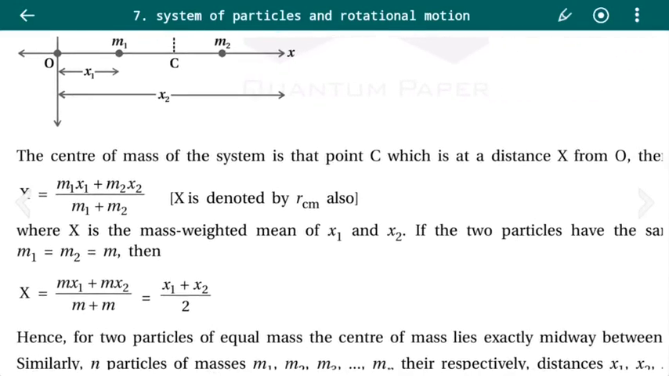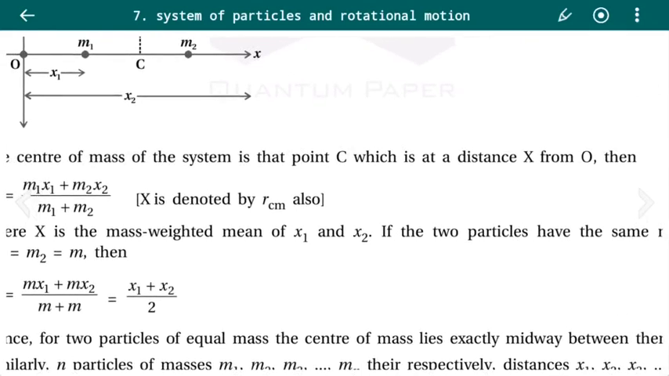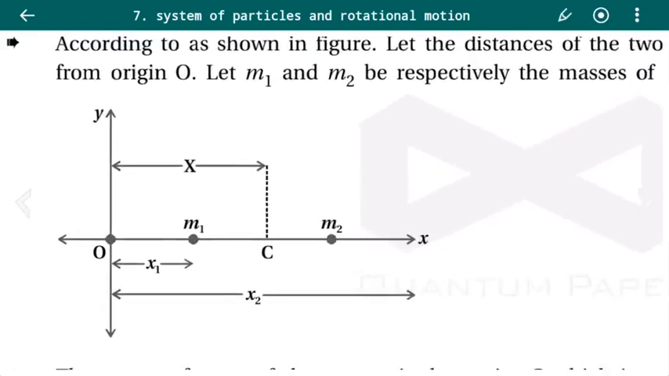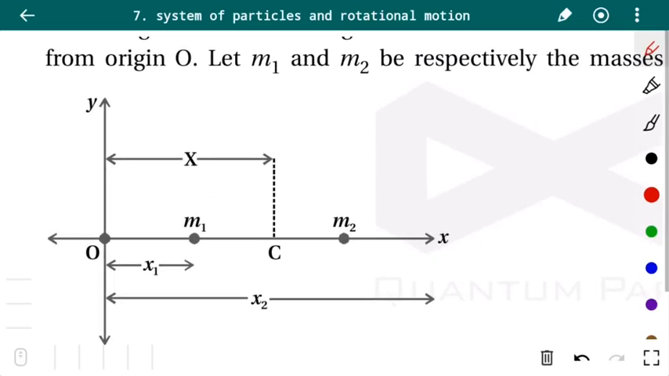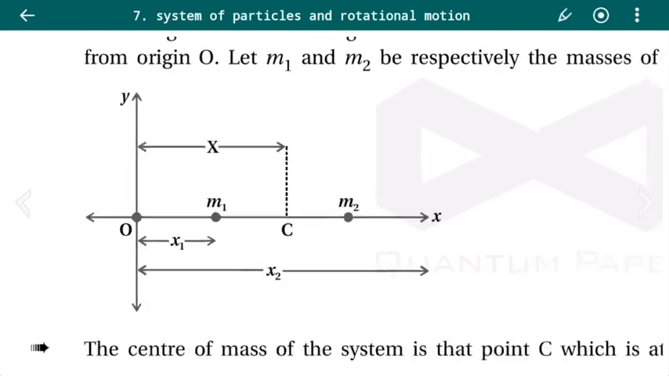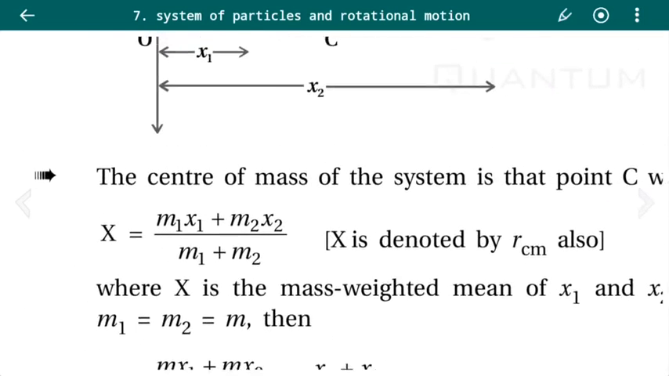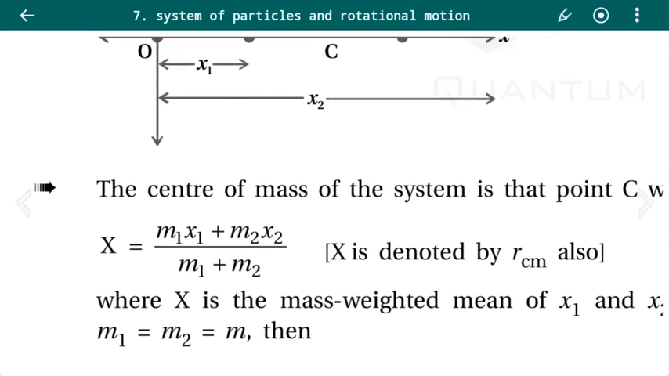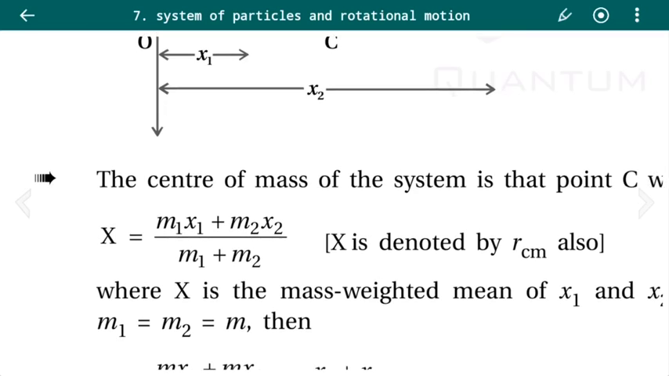So the formula for the center of mass is given as x equals m1x1 plus m2x2 upon m1 plus m2. That means to find the center of mass of the body, we should know the masses of all the particles as well as the positions of all the particles. And to get that center of mass, what we need is to sum up the product of the masses and positions of the particles, and we need to divide that by the total mass.